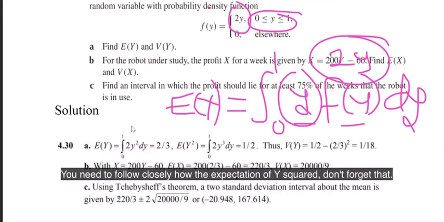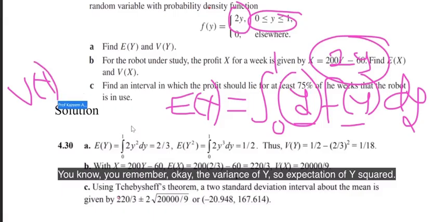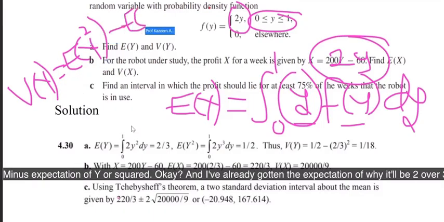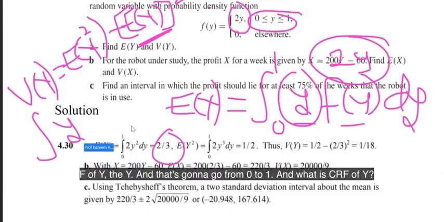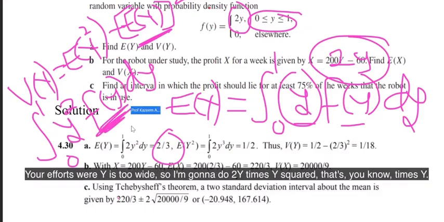Don't forget that the variance of Y is the expectation of Y squared minus the expectation of Y, squared. I've already gotten the expectation of Y to be 2/3. Now I want to get the expectation of Y squared. The expectation of Y squared is the integral of y squared f(y) dy, from 0 to 1. And what is your f(y)? Your f(y) is 2y.